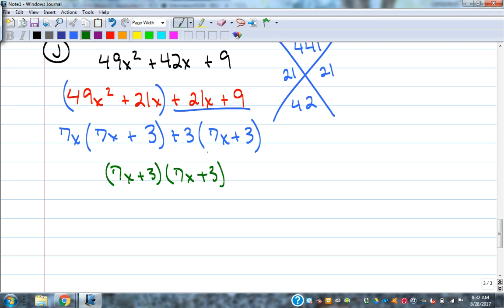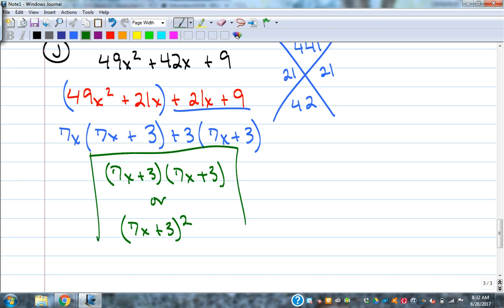My factors then, 7x plus 3, and another 7x plus 3. One's the stuff in front, one's the stuff in parentheses. Or I could write that as 7x plus 3 squared. Either of those ways of factoring works for that.